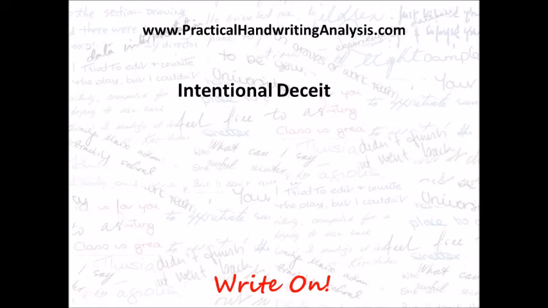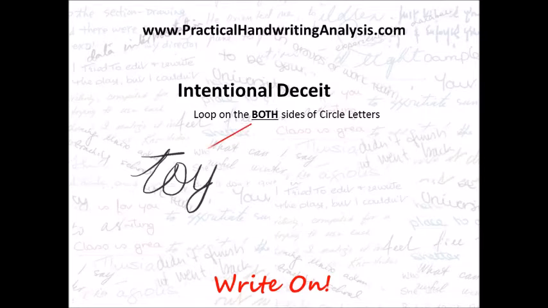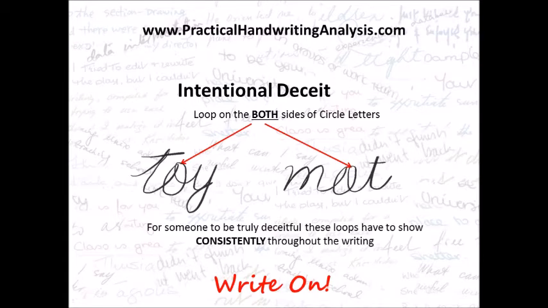And intentional deceit. If there's a loop on both sides of the circle letters, then that's intentional deceit. You see the O in toy has a loop on both sides, and the A in mat has a loop on both sides. The O in toy is closed, the A in mat is open at the top, but it doesn't matter. They've both got loops on both sides, so they're both intentional deceit. However, for someone to be considered truly deceitful, these loops have to show consistently throughout the writing. Find one example of double loops in somebody's writing, it doesn't mean they're a compulsive liar.